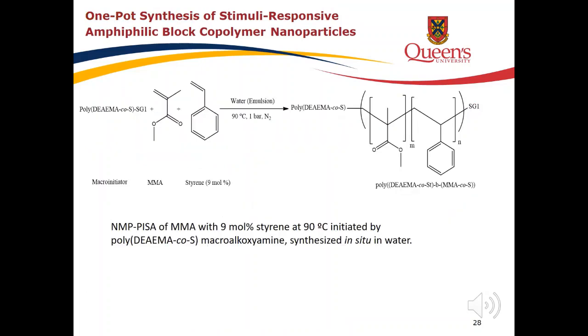And then the second step we did in emulsion. So in this case we used MMA with a little bit of styrene for the second step. And again, for the same reason, we have a little bit of styrene that offers us good control of the growth of the second block. And when you do the emulsion polymerization in the second step, you do in fact form spherical particles. Polymerization proceeds nicely.